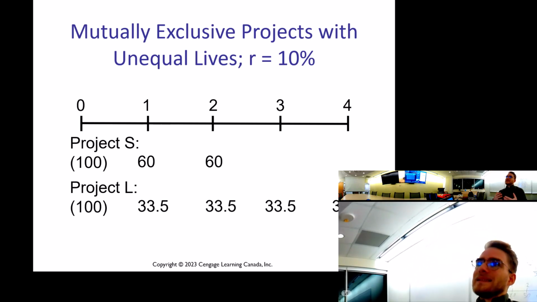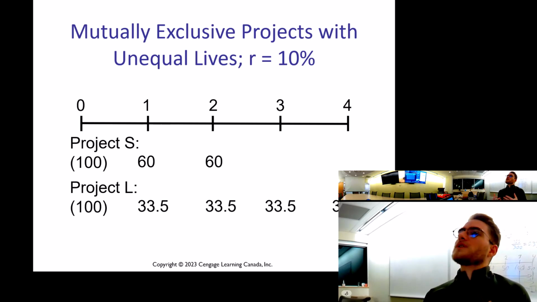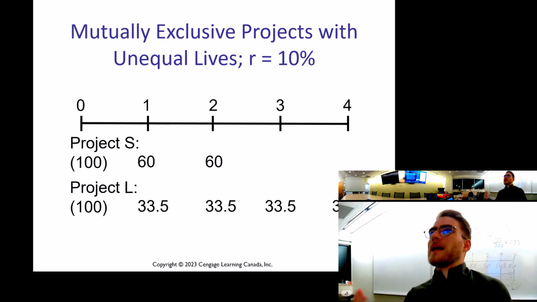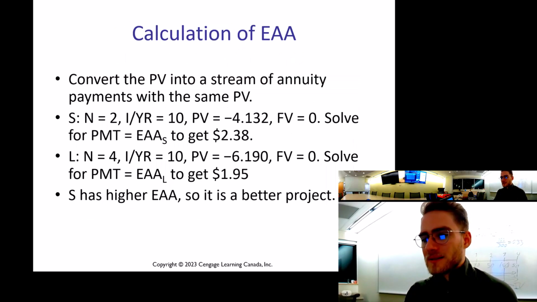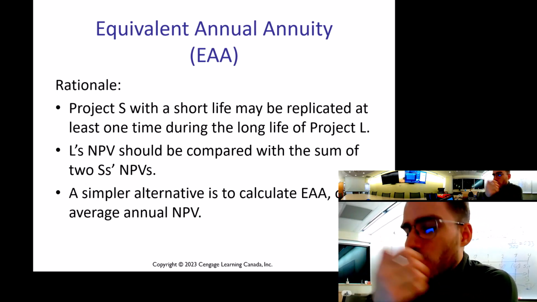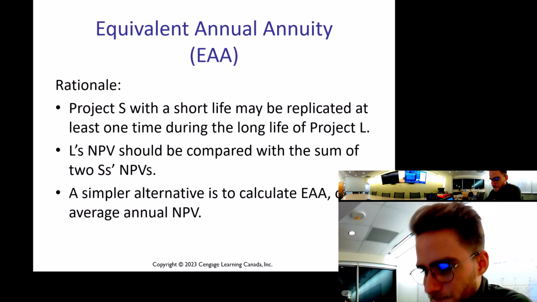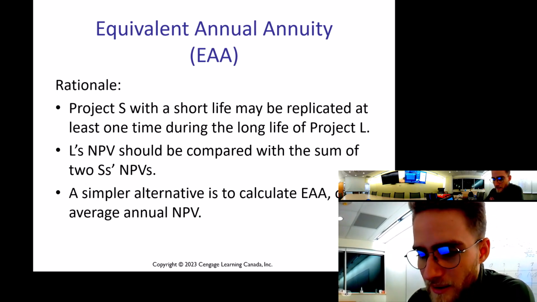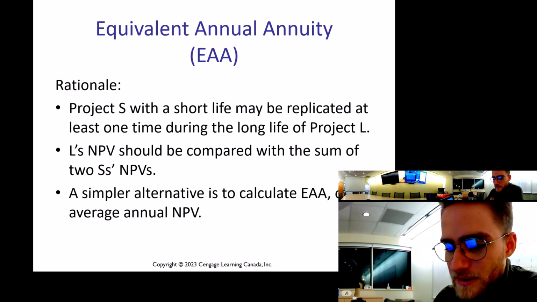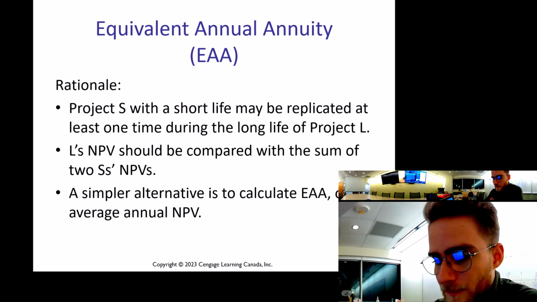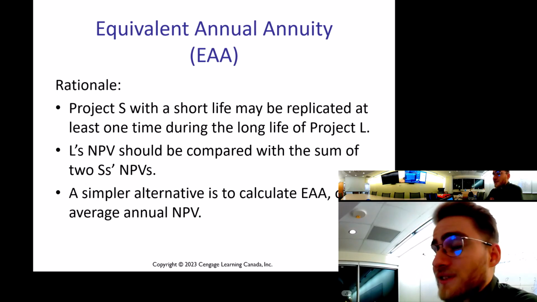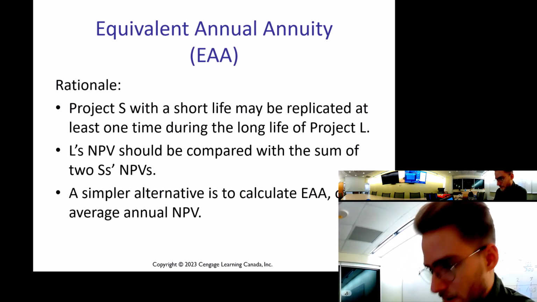So in this case, what's my annual NPV, as opposed to total project NPV? And that is basically what this is. It is my equivalent annual annuity, or basically my average annual NPV on this project, right? So L's NPV should be compared with the sum of two S's NPVs, if we were to factor in that you could do S twice in the time it takes to complete Project L. A simpler alternative is just to do the EAA, the equivalent annual annuity method.